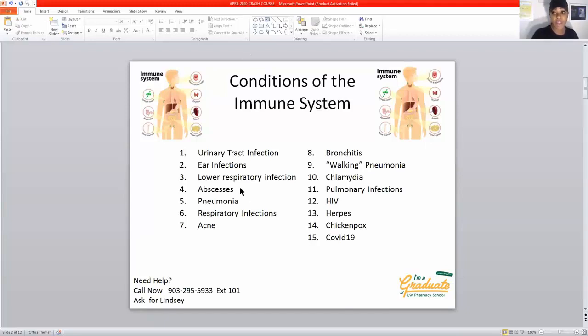The urinary tract infection, which is also known as the UTI, ear infections, lower respiratory infection, abscess, like a tooth abscess, right? Pneumonia, respiratory infection. So you have lower respiratory, then you have the upper respiratory. Acne, bronchitis, walking pneumonia, chlamydia, the pulmonary infections, HIV, herpes, chickenpox, and then the big baby right now that we're all praying against is COVID-19. They're still trying to figure that one out, but it definitely affects the immune system.